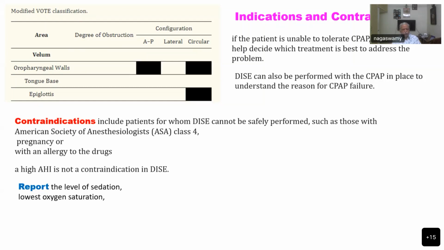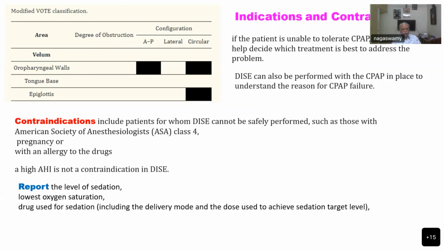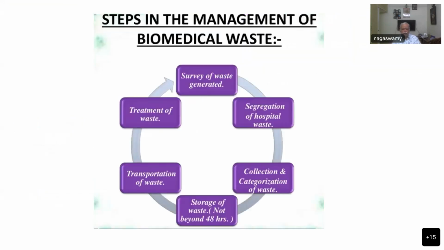What is the level of sedation you achieved by this scoring clinically, and the lowest oxygen saturation observed during the procedure, and what are all the drugs used and their dosage, and upper airway findings, at what level you found the obstruction, and what maneuvers were required or done during this. All these things should be written in the report, and that will be the complete thing to indicate.